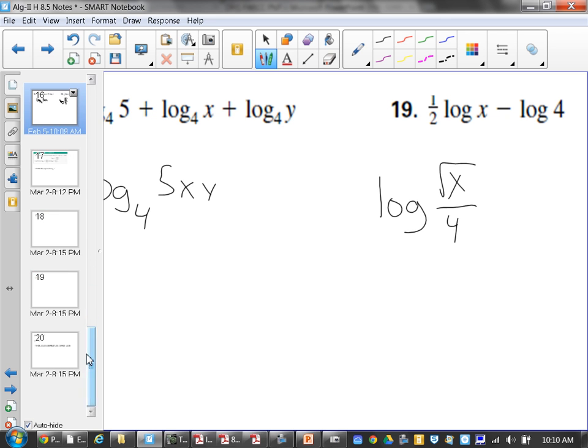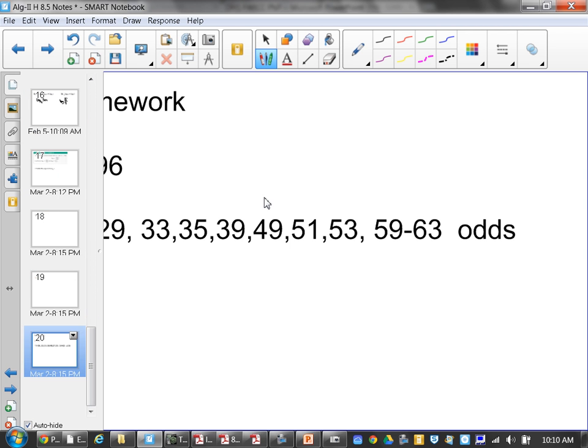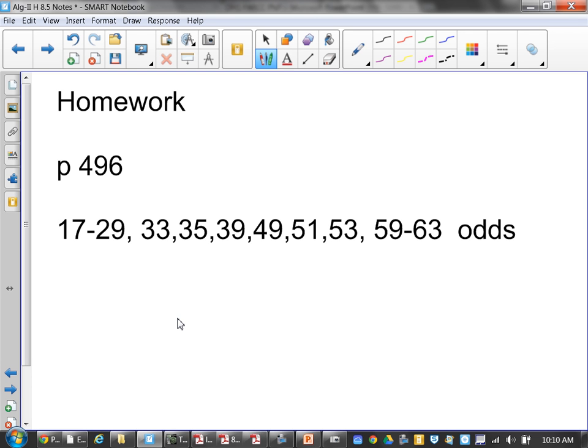We'll talk about this whole change of base tomorrow. We don't need to do it now. Let's do these. I think there's a couple on here that are change of base that I'm not going to worry about today. 59 to 63 is the change of base, so you don't have to worry about it. Let me double check.